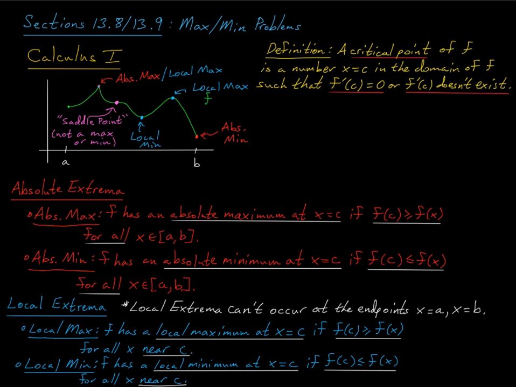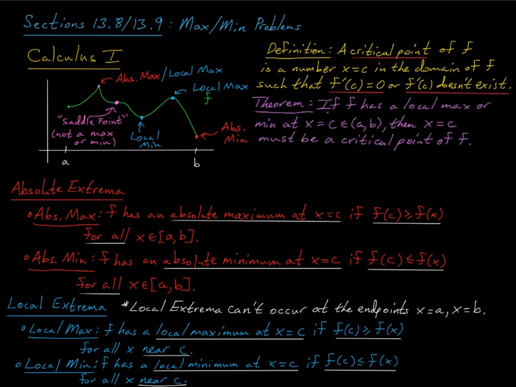If you recall from Calc 1, the key theorem on local extrema says the following. If f has a local max or min at a point x equals c, and remember, local extrema can't occur at the endpoints, so c has to be in the interior of the interval, the open interval from a to b, then x equals c must be a critical point of f. So if we have a local extremum, it's got to happen at a critical point. Looking at this graph, notice at this local max, we have a flat spot. f prime is 0, so this point would be a critical point. At this place where we have a local min, again, we have a flat spot.